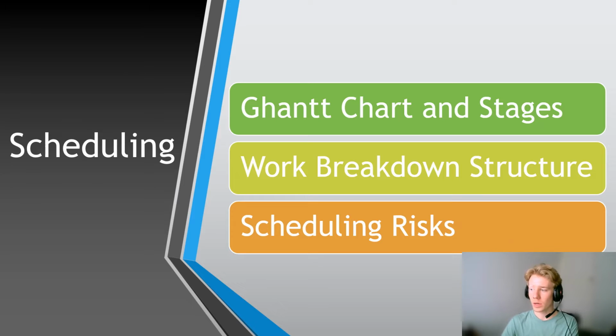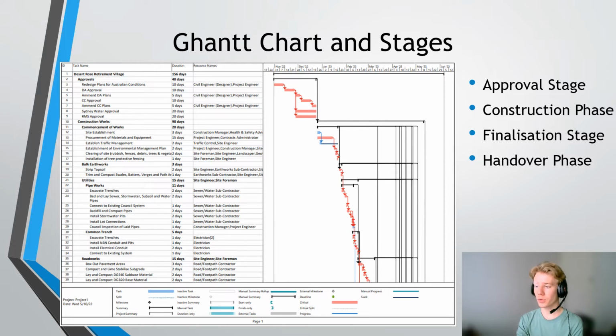It will cover the Gantt chart and stages, work breakdown structure, and the scheduling risks. The scheduling was managed through Microsoft Project and the Gantt chart was developed. We were able to also import the resources to assist in the costing using Microsoft Project. The expected completion date of the project is early June 2023, and the stages include the planning, construction, finalization, and handover stages.